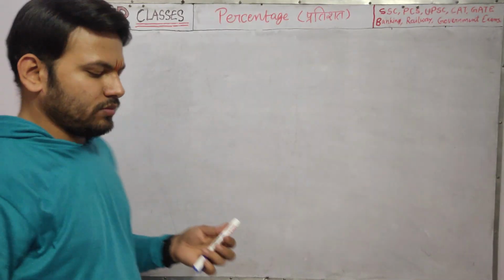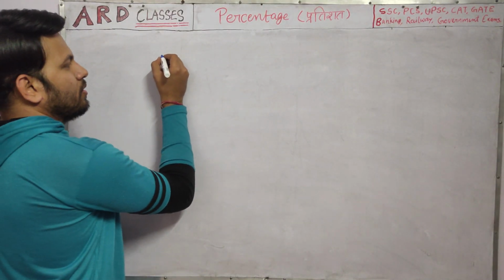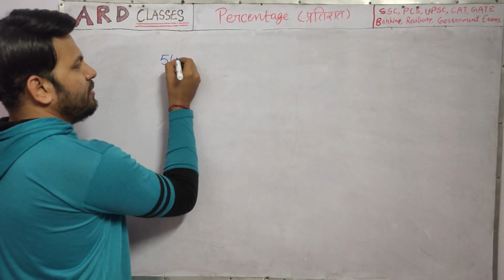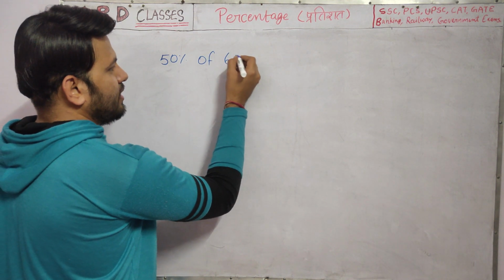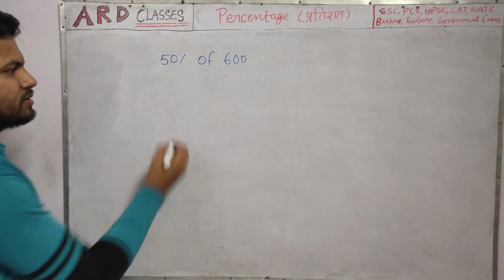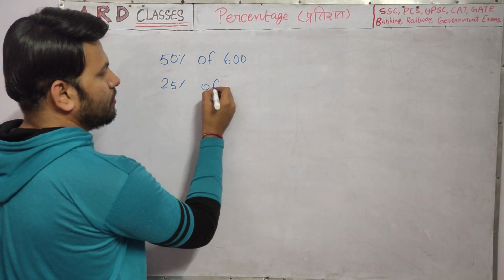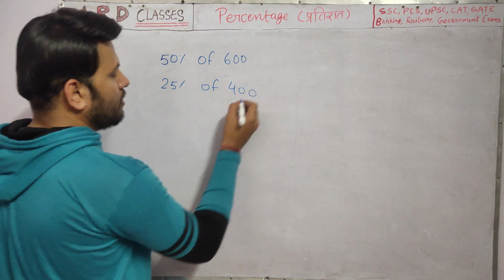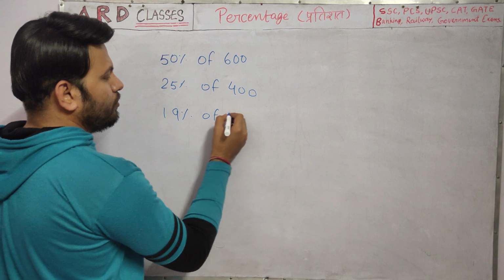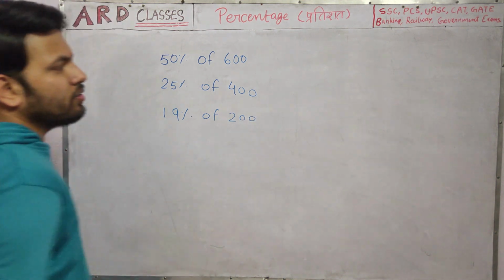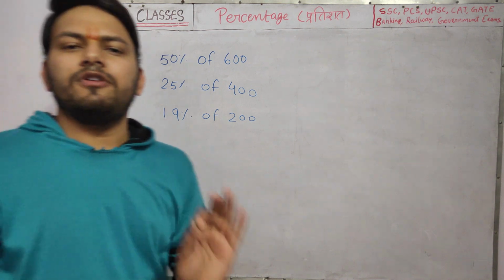For example, 50% of 600. How are we going to solve these questions? 25% of 400, 19% of 200. How are we going to solve these types of questions? We just need to remember one formula.